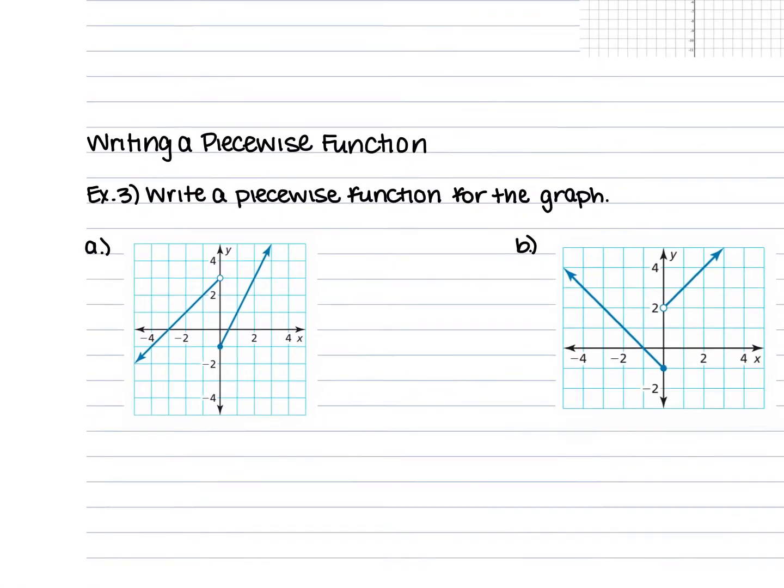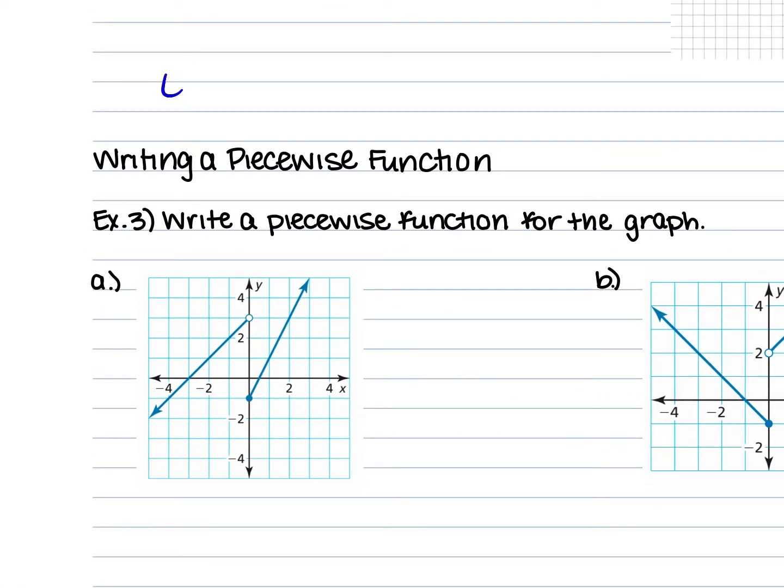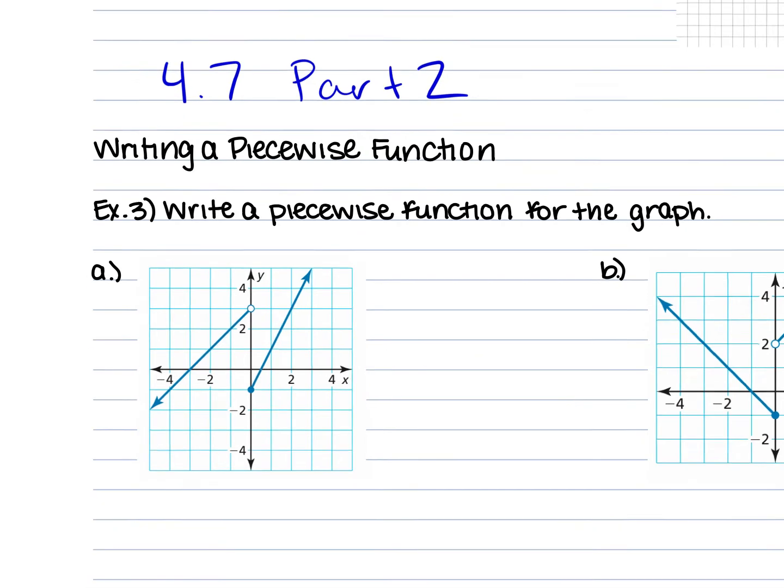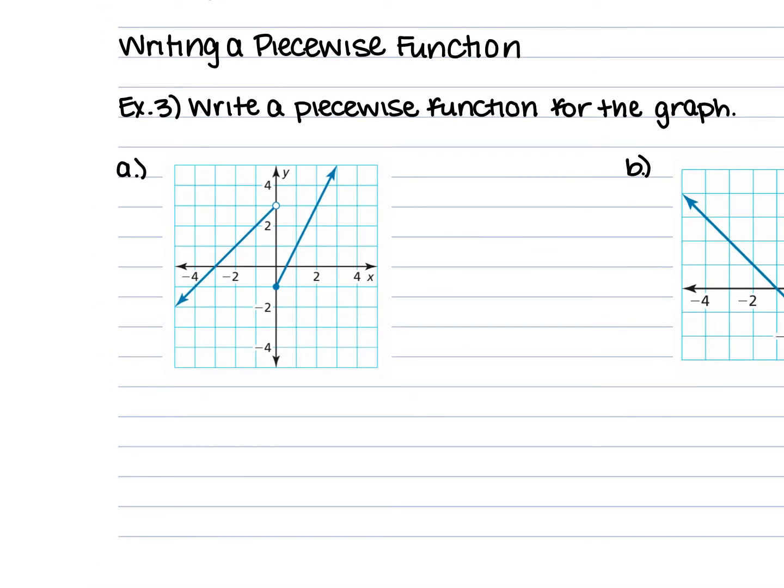So we're going to pick up where we left off yesterday. So this is 4.7 part 2. So we're continuing with our piecewise functions. So for example 3, we have to write a piecewise function for the graph. We're just going to treat each piece separate, just like we did yesterday. We're going to do one piece at a time. So we're going to start with the left side.